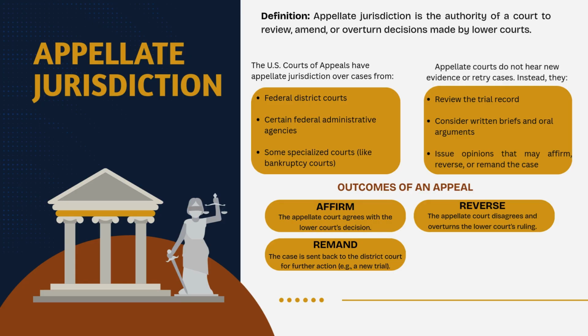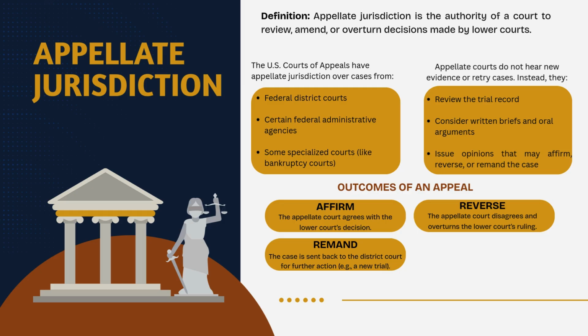So the outcomes of an appeal are affirm, reverse, or remand. An affirm is when the appellate court agrees with the lower court's decision. A reverse is when the appellate court disagrees and overturns the lower court's ruling. And a remand is when the case is sent back to the district court for further action.